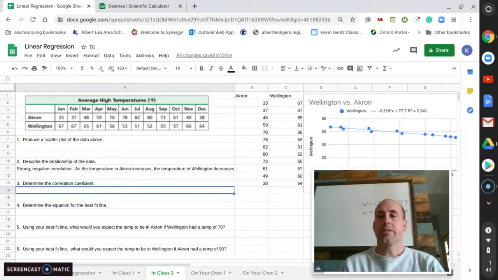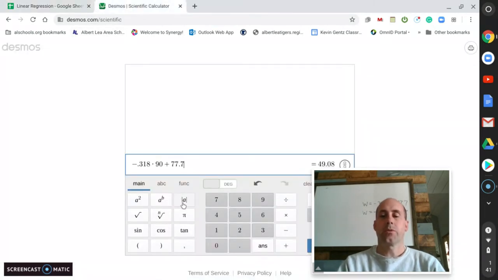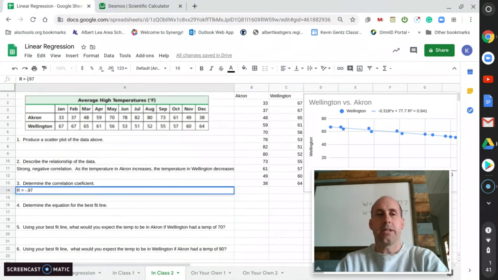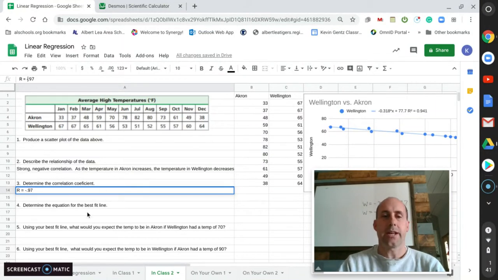Determine the correlation coefficient. It says R squared is 0.941. We don't want R squared, we want R. So go to Desmos and we do the square root of 0.941. We have 0.97. So R is equal to 0.97. Not quite. The fact is our R value should be negative. When you take the square root, it only produces the positive. But if you look, your slope was negative, so our R value is negative as well. So we're going to change that from R equals 0.97 to negative 0.97. Make sure that you show that it's negative.